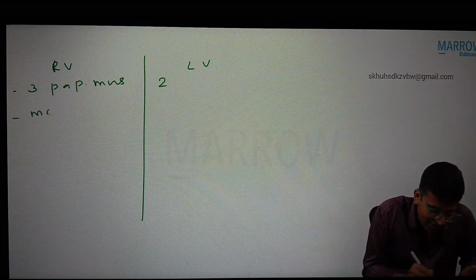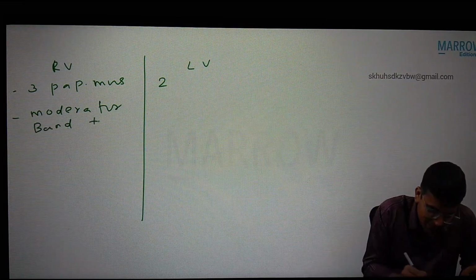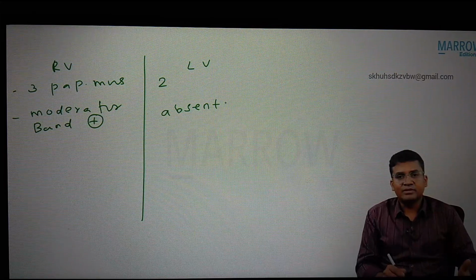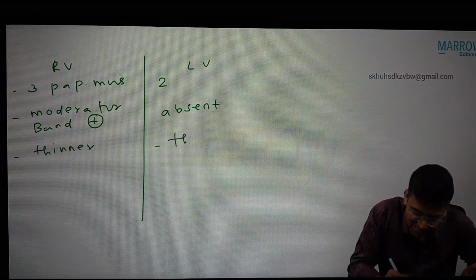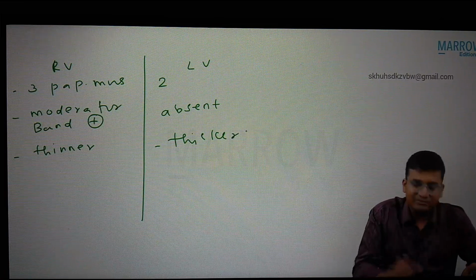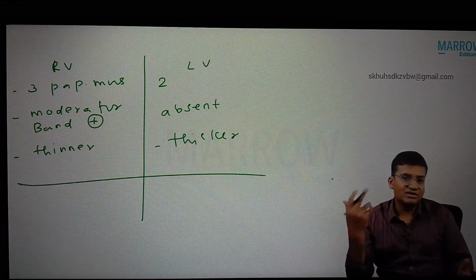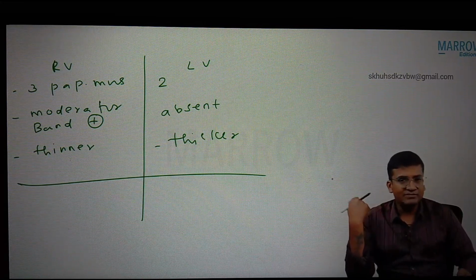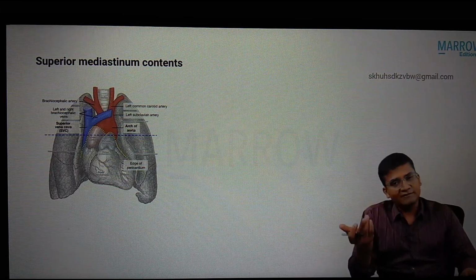Next, moderator band. The moderator band is present in the right ventricle, whereas the moderator band is absent in the left ventricle. And the right ventricle is thinner, the left ventricle is thicker. These are the basic differences between right ventricle and left ventricle, and that's all about the interior of the right ventricle.